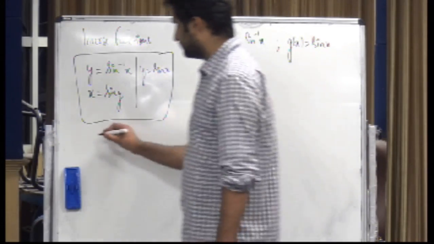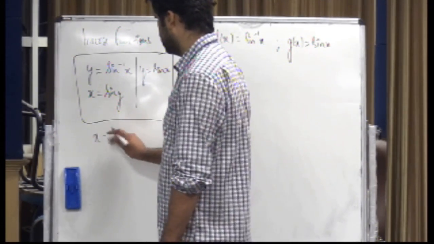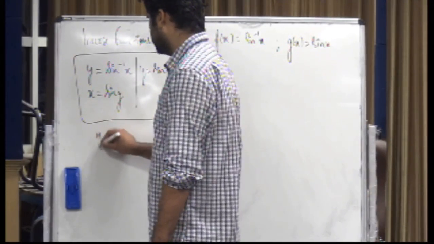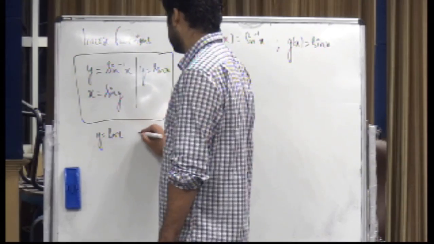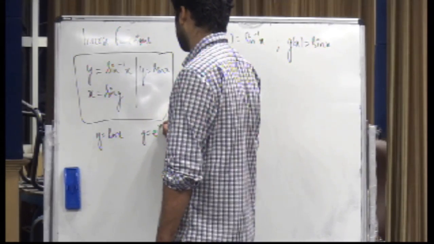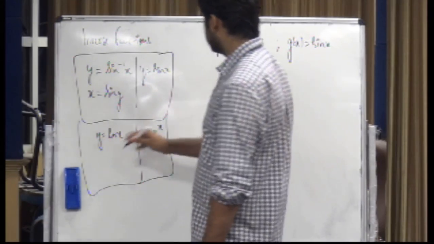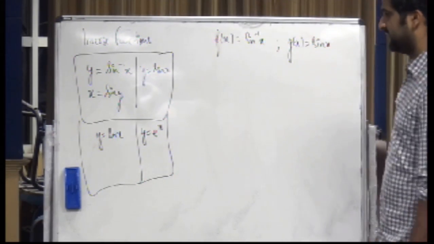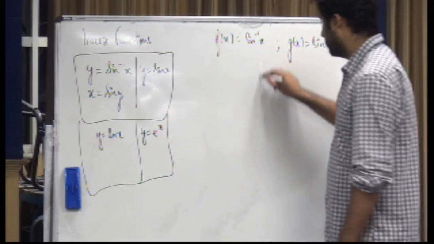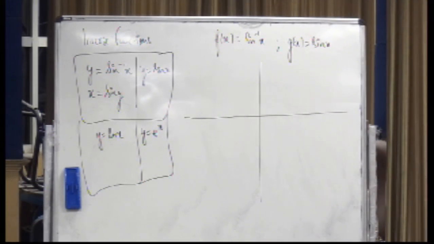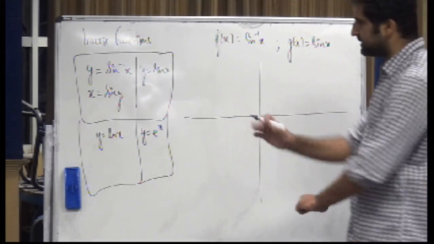Another example, which we studied, is f(x) equals cos inverse. Sine inverse, cos inverse, tan inverse, that's okay. Then we have y is equal to ln x, and e to the power y is equal to e to the power x. So let's first come to the graphs of these two, y is equal to ln x and e to the power x.